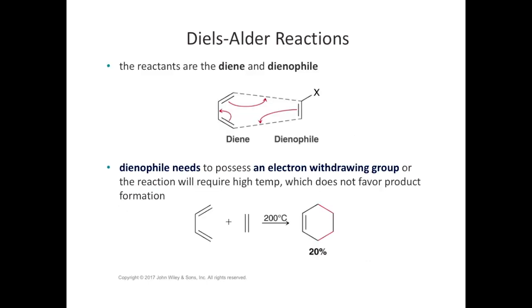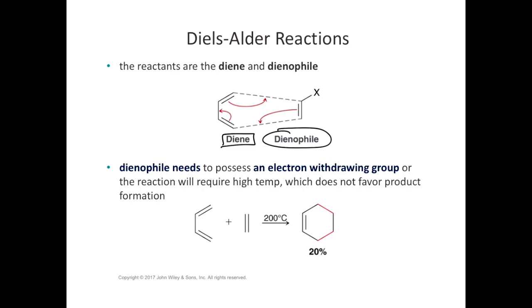We give names to the 2 reactants in the Diels Alder. One is the diene, and this is a conjugated diene. And then the other reaction partner is the dienophile, phile meaning loving. So this is something that loves to react with a diene.